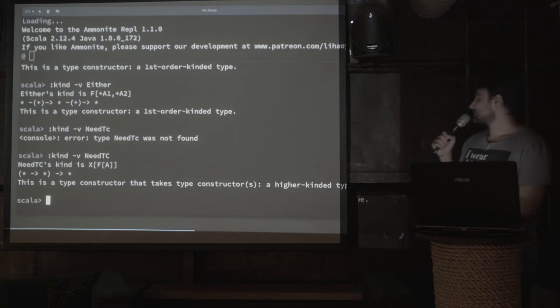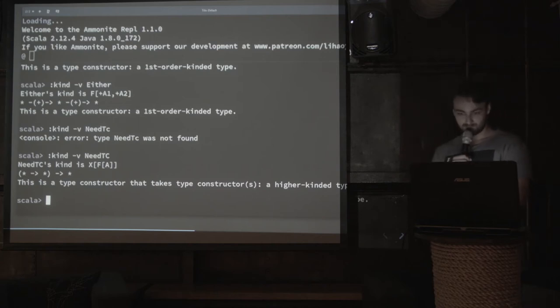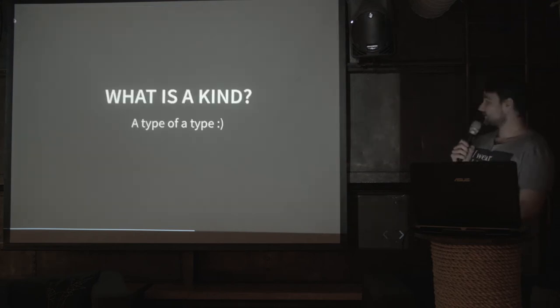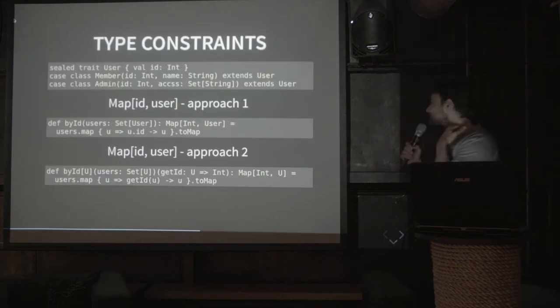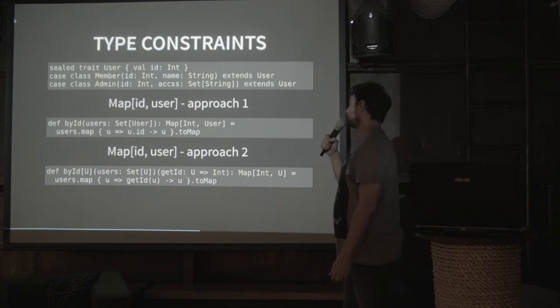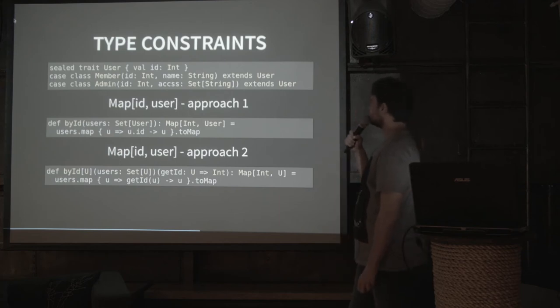So okay, now that we know what types, kinds, and higher-kinded types are, we can move on to more interesting topics, like type constraints. Let's say we have a situation like this. We have some type we use to describe users. Users might be members or admins. And then we need to create some map that maps user ID directly to the user instance.